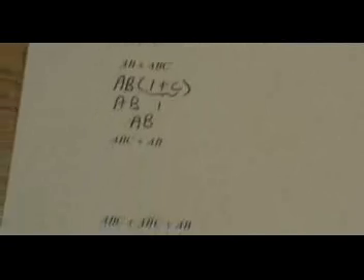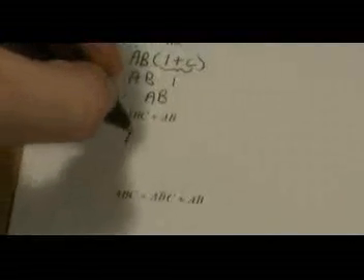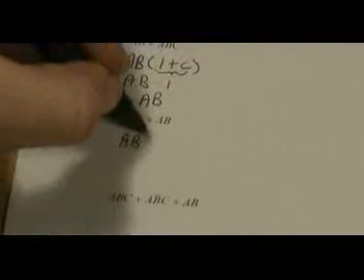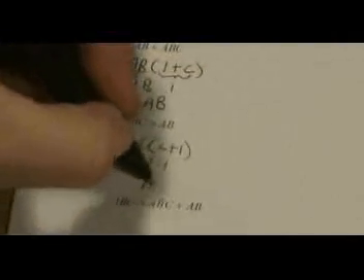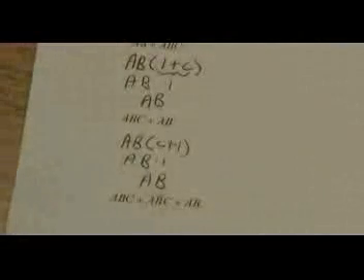As I move to problem number 3, you might notice it is the exact same problem, just written differently. AB is in common, so I'll take out A and B. I'm left with C plus 1. C plus 1, though, is 1. A times B times 1 is AB again.